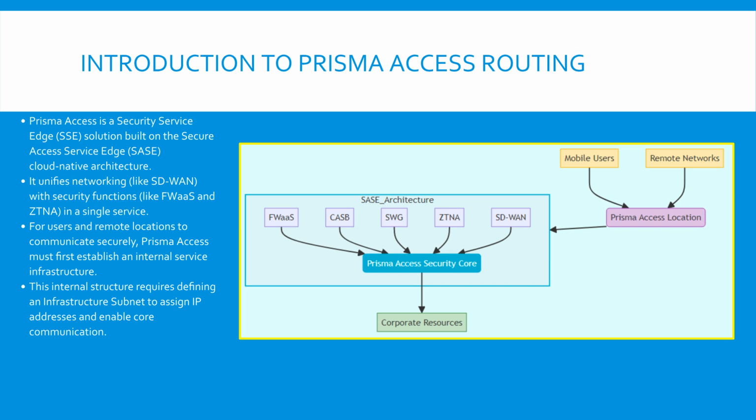The green node J represents the internal corporate resources, such as your data centers. Traffic routed securely through the SASE core eventually reaches these resources. The core takeaway here is that Prisma Access acts as the unified cloud backbone for both networking and security, routing protected traffic across all components.